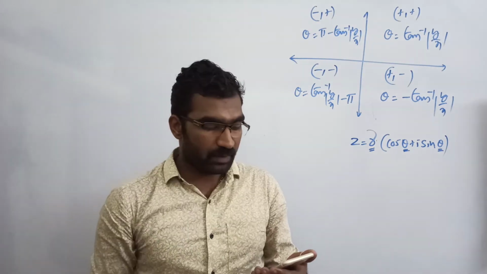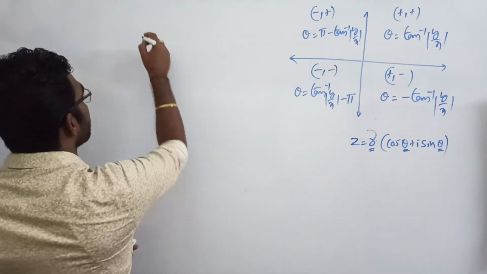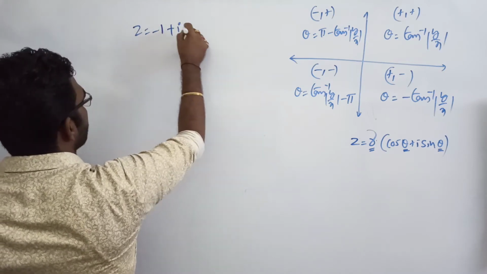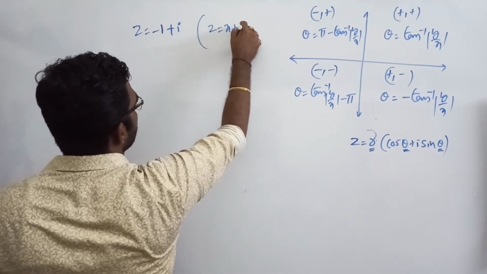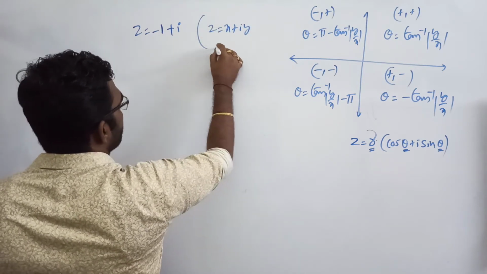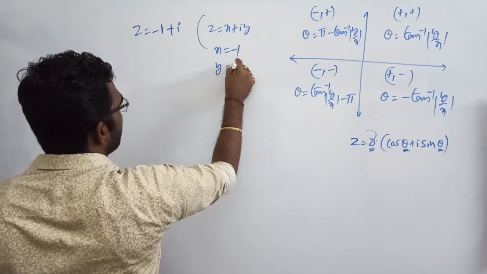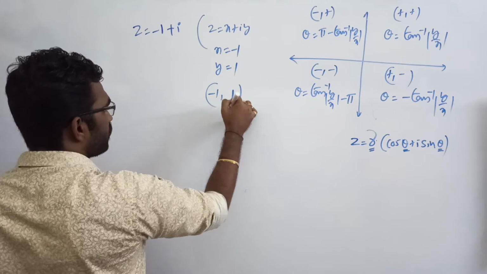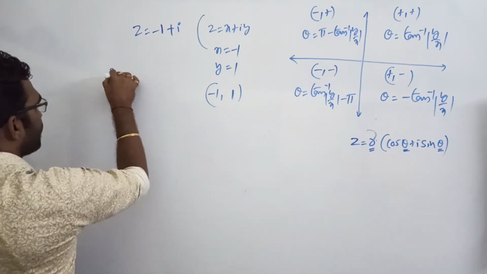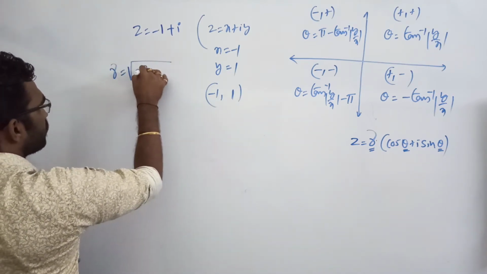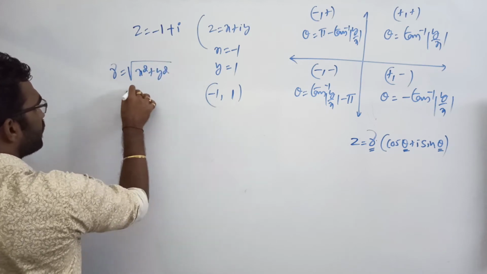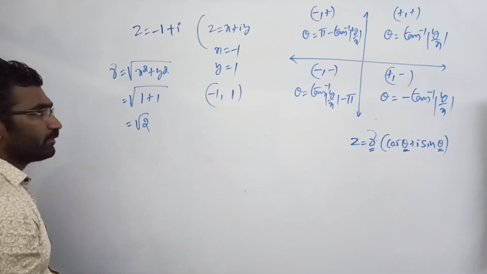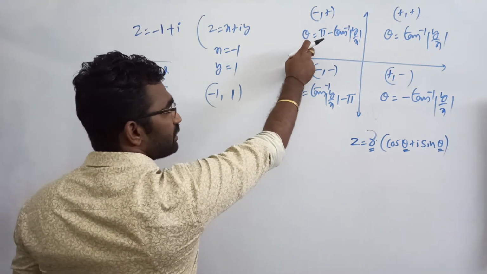We will move on to the next question, which is given by z is equal to minus 1 plus i. You just have to compare with the standard form x plus iy. Therefore the x value is minus 1 and the y value is 1, so you can write it as minus 1 comma 1. Therefore r can be found by using the formula square root of x square plus y square. So minus 1 square is 1, plus 1, therefore we get root 2 here. Minus comma plus lies in the second quadrant.